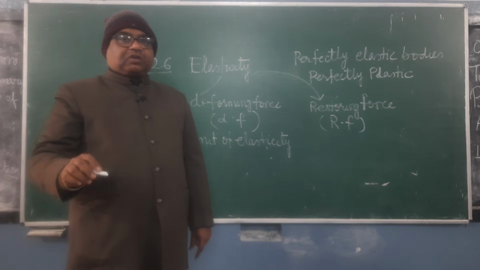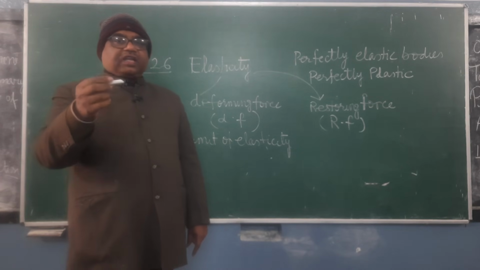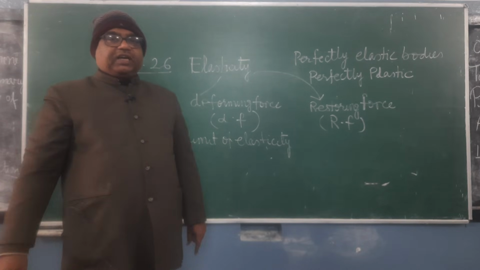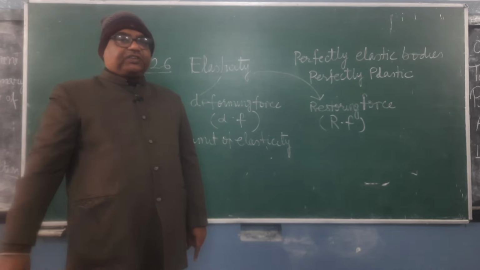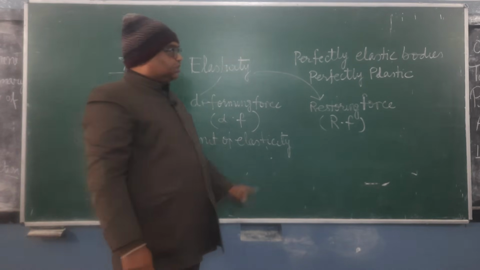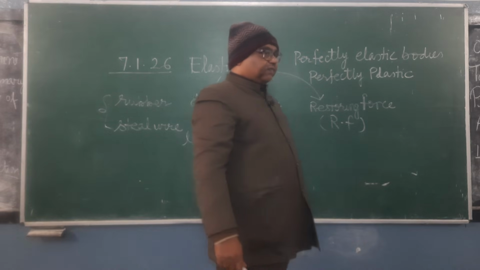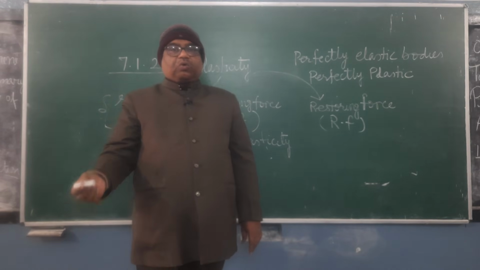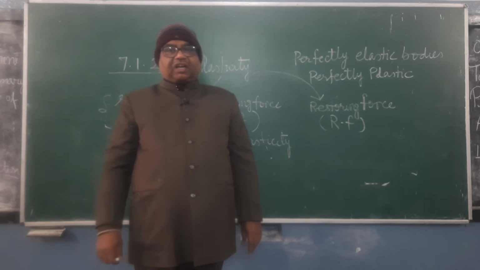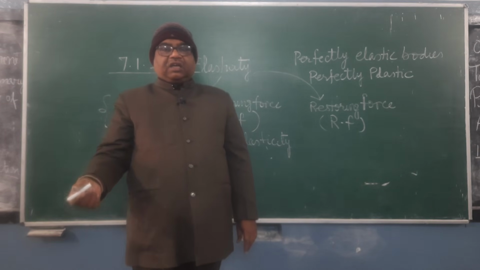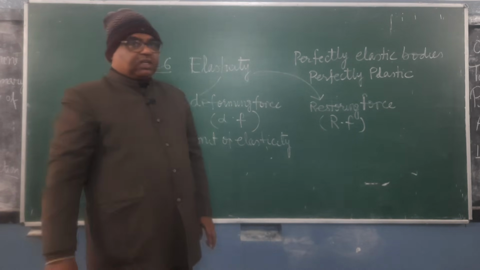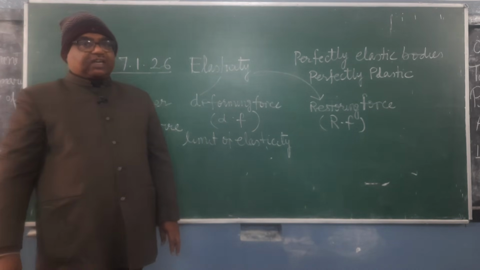Even at the microscopic level means not only at the outer appearance, even in terms of the intermolecular distances also. If it returns 100% of its original shape and size, then we will say that it is perfectly elastic. Similarly, perfectly plastic is what? Which does not return at all to the original shape and size on removal of the deforming force. That is called the perfectly plastic.